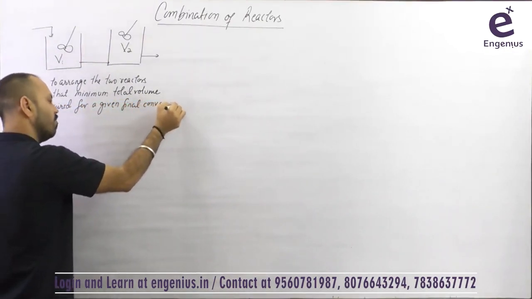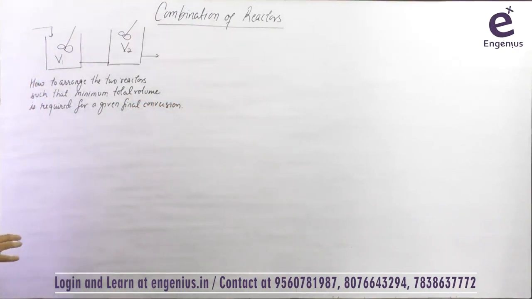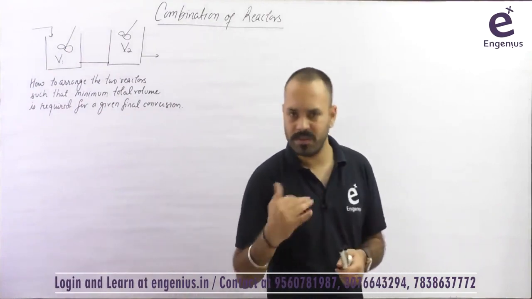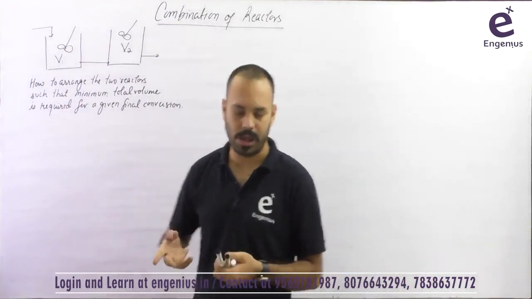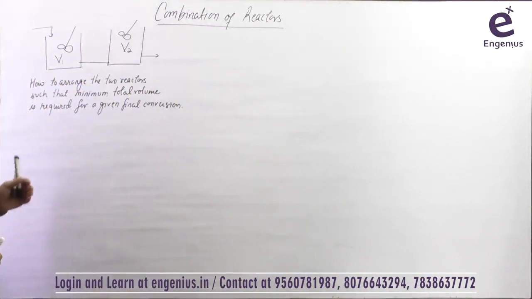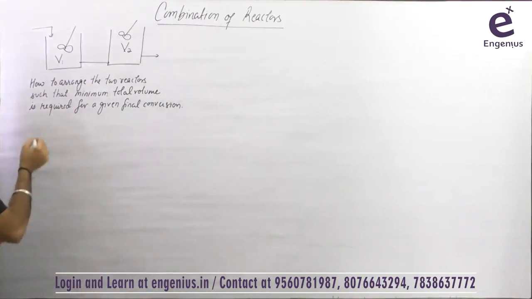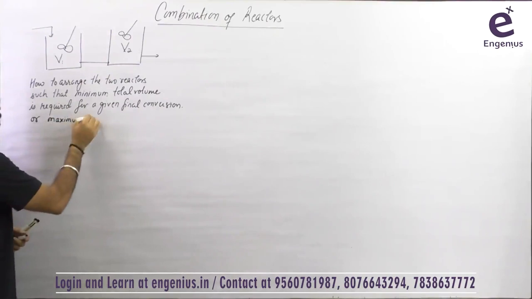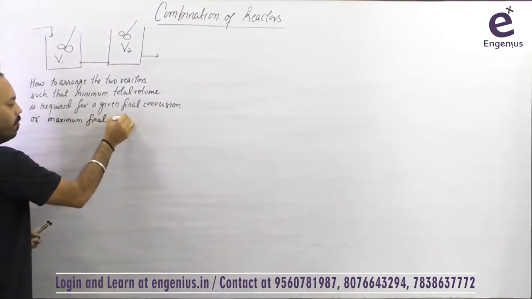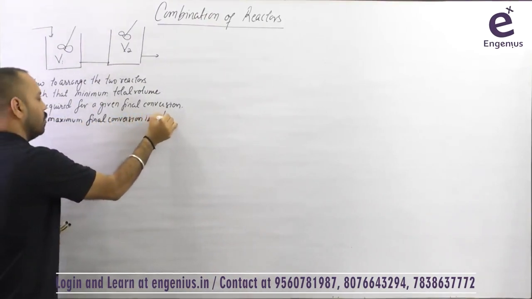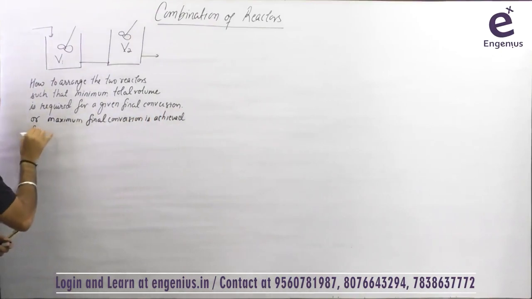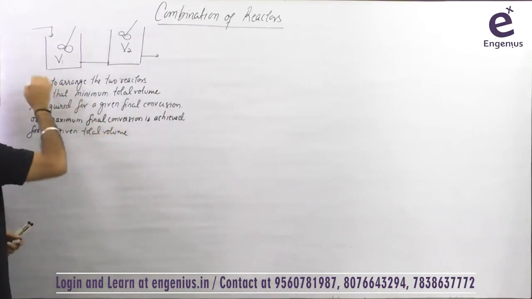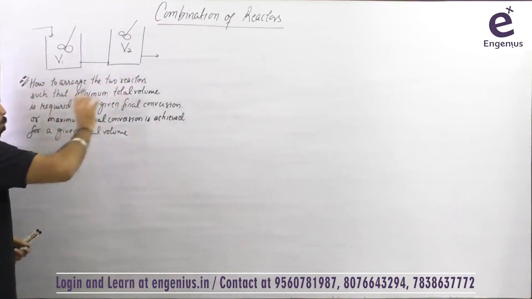Again, if you want to learn this, just Levenspiel plots are sufficient. How to identify them? Ultimately I'm going to give you something which you can remember easily, and then you can easily give your answer. But once I will also tell you the concept behind it. What concept is used to arrange these two reactors? Which reactor should be kept first so that the minimum total volume is required for a given final conversion, or maximum final conversion is achieved for a given total volume? It is the same thing; I am still writing both again and again so that it becomes clear that when I say the upper line, this is automatically included.